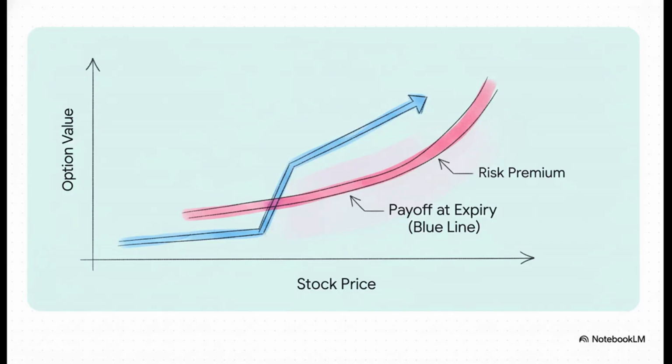And this chart shows it perfectly. That sharp blue line, that's the simple intrinsic value we talked about first. It's the payoff on the very last day. But that smooth pink curve, that's the actual price of the option in the market on any day before it expires. And you see how it's always higher? That gap between the pink and blue lines, that is the risk premium. That's the value of time, hope, and possibility.